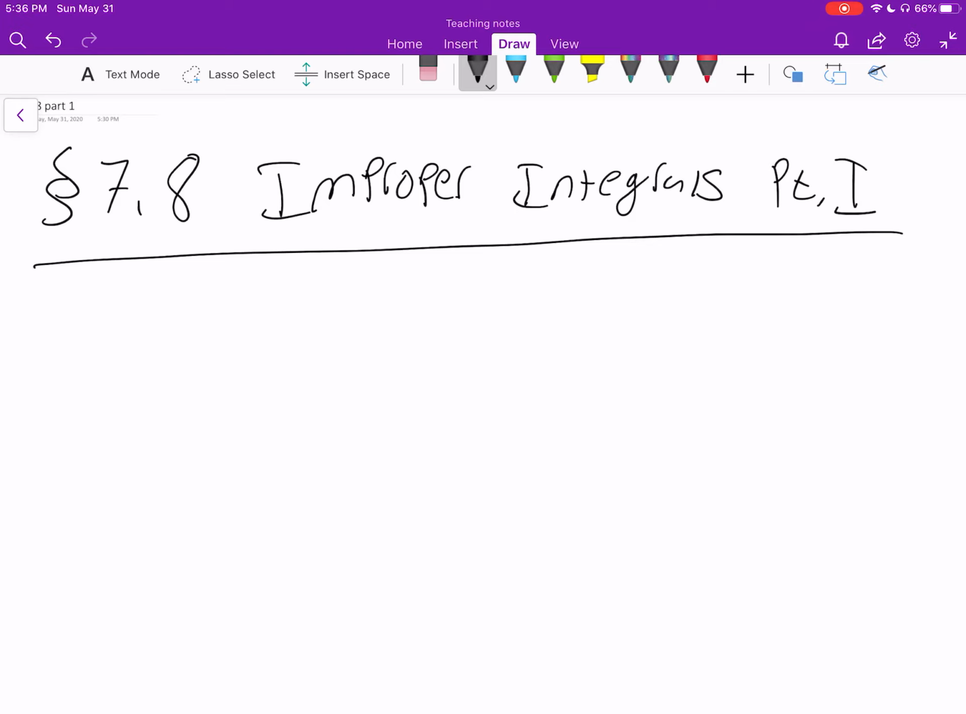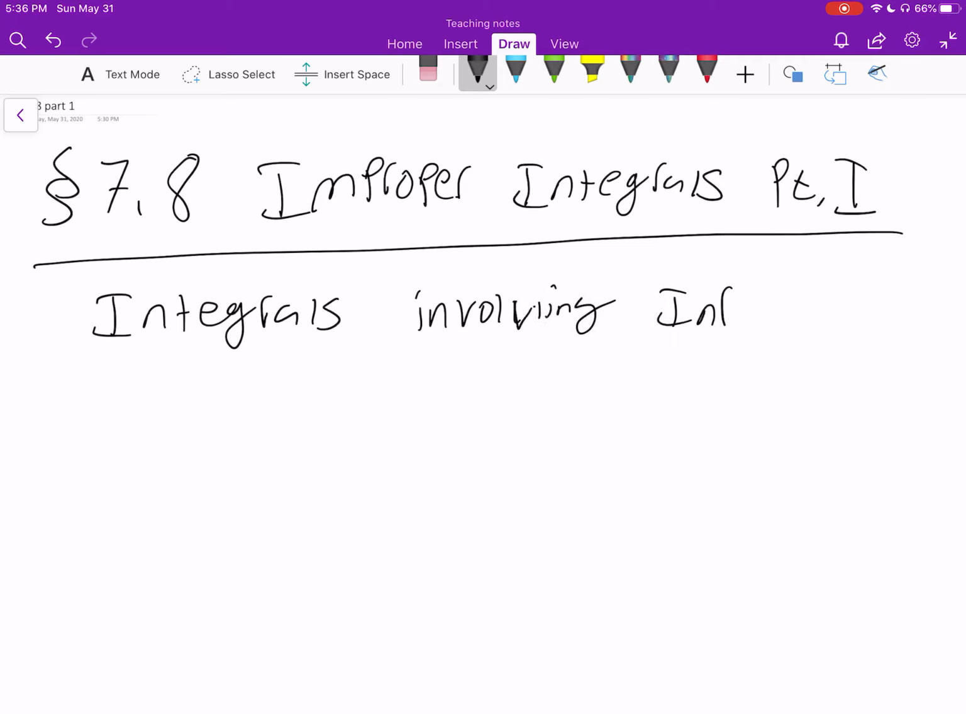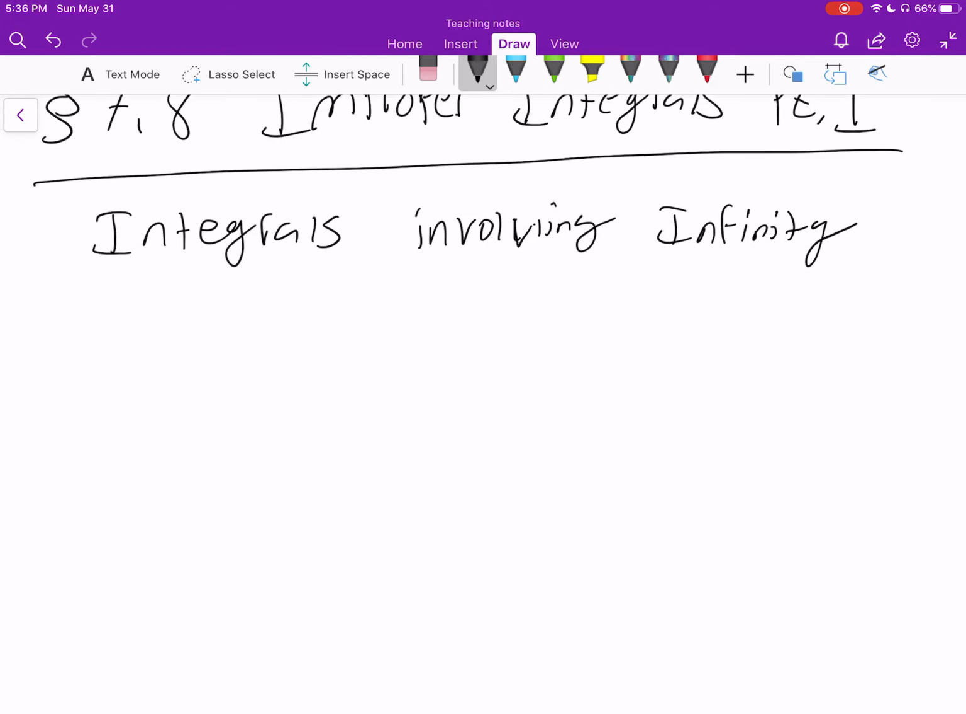And so what this is going to mean is we're going to be dealing with integrals that contain infinities now. So the entire subject of this chapter is integrals involving infinities. And there are two types. So type 1, we have infinite intervals.